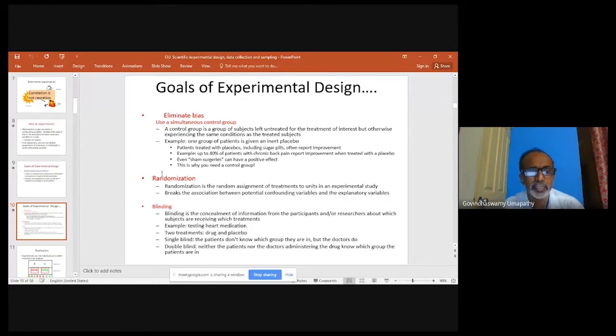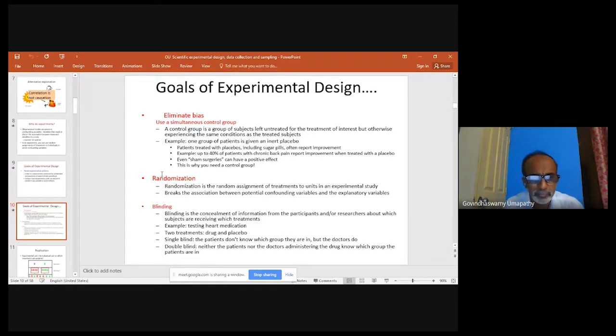And randomization is another important procedure that needs to be included in the experiment design. The random assignment of treatment units in an experimental study breaks the association between potential confounding variables and explanatory variables. There are other important factors, and blinding. Blinding is a concealment of information from the participant and researcher about which subjects are receiving which treatment.